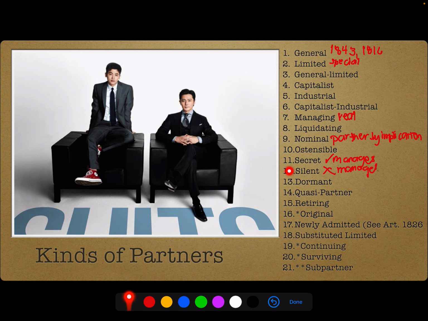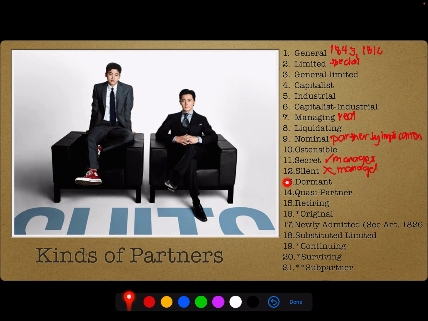Because a silent partner is still a known partner. Take note, a secret partner is not known to the public, but a silent partner is known to the public. It's just that the silent partner does not actively manage. So if this silent partner withdraws from the partnership, notice must be given to those who do business with the partnership.